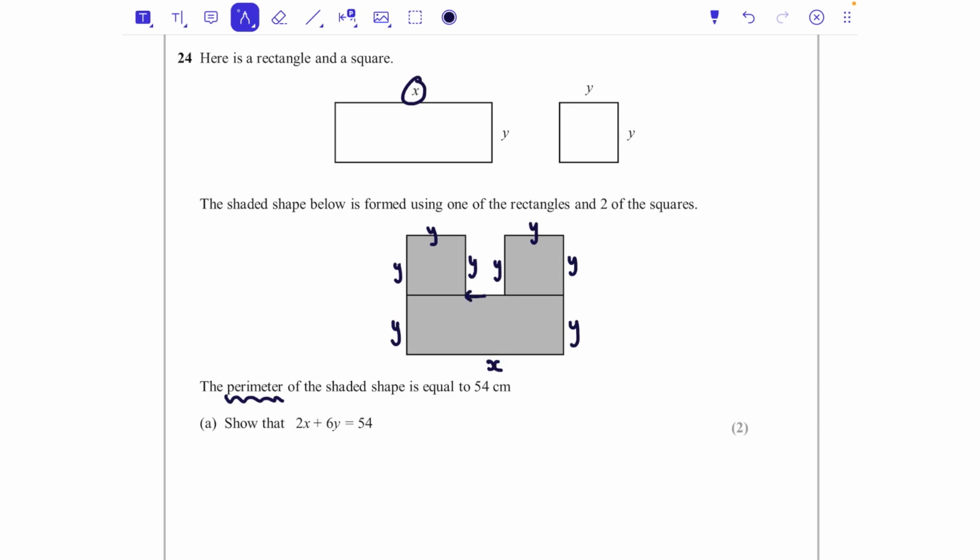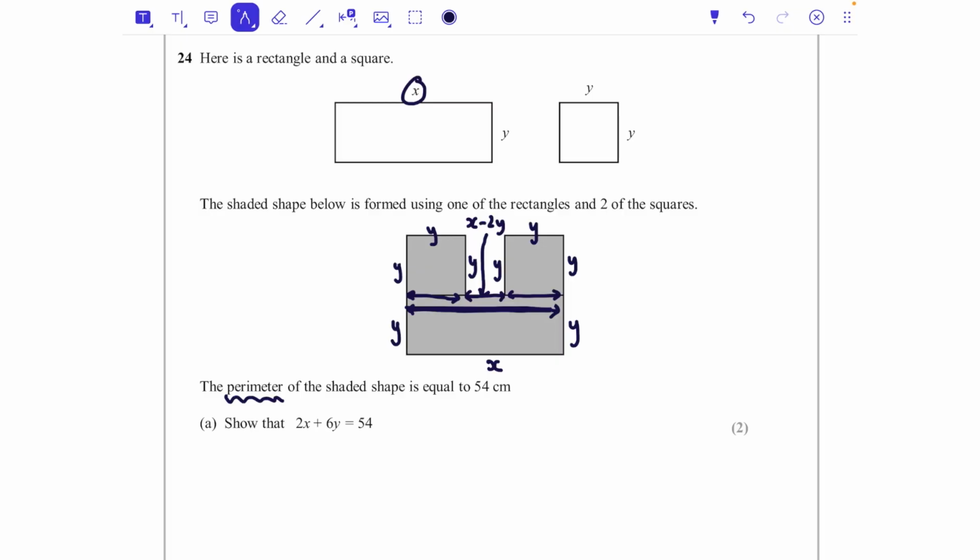Now the only bit that we haven't actually measured at the minute, or haven't got the length of, is this little bit here between the 2 squares. And the length of this bit is quite tricky. It would be x, which is the whole way across, take away a y for this bit and take away a y for this bit. So this part here actually is x take away 2y. That is how long that section is, because it was x, the whole width of that shape, but we've taken off 2 y's because they've already been covered.